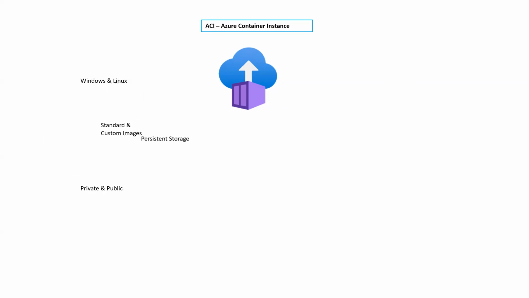Let's check ACI. Azure Container Instances. ACI is a service that deploys containers on Azure without having to provision or manage any underlying infrastructure. ACI can run either Windows or Linux containers. It could run on standard images or customized ones. By default, Azure Container Instance is public, but you can also deploy ACI to a virtual network if you're looking for private network access. ACI also supports persistent storage, and Azure Files could be used for it.